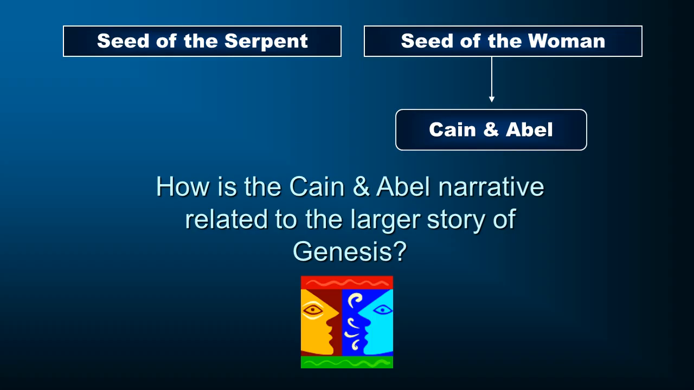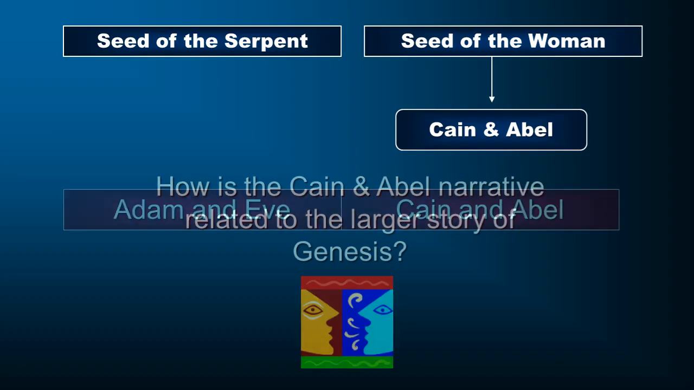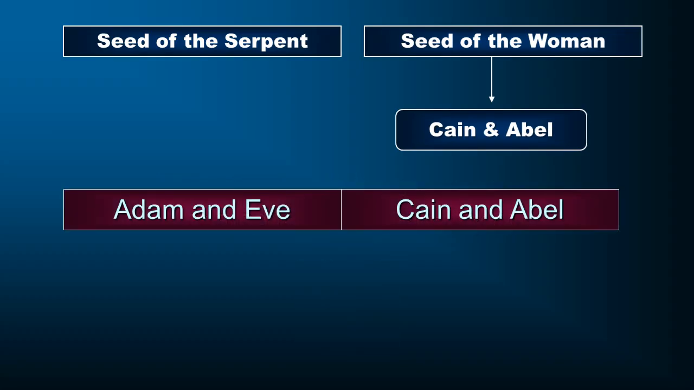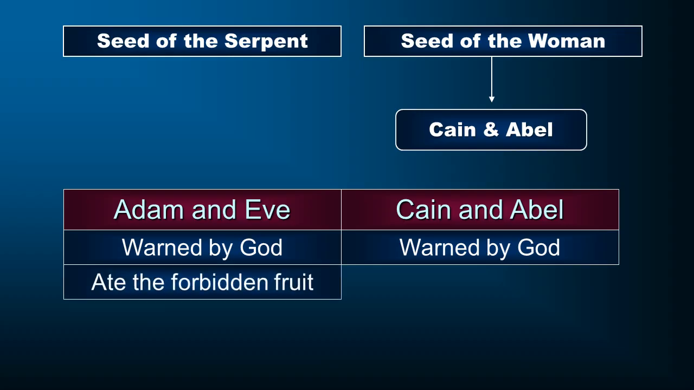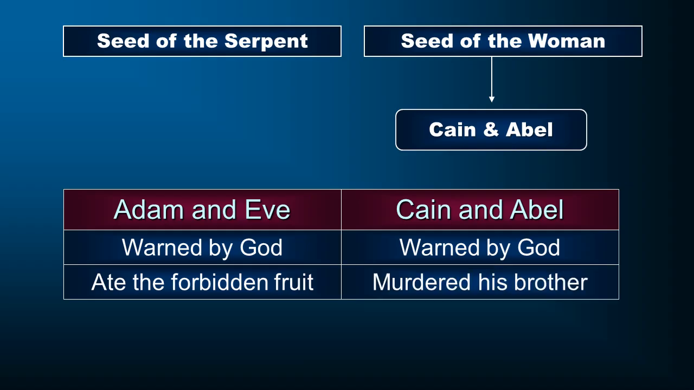and the Lord says, you need to do right, and maybe we're talking about the right kind of sacrifice, or maybe we're talking about the heart behind the sacrifice. You know the story. In Adam and Eve, we had seen them warned of God. Cain is warned by God about this conflict that's going on. In the Adam and Eve story, we saw how they ate the forbidden fruit. In Cain's case, he murders his brother Abel.